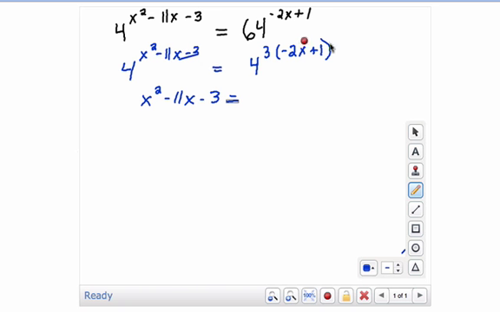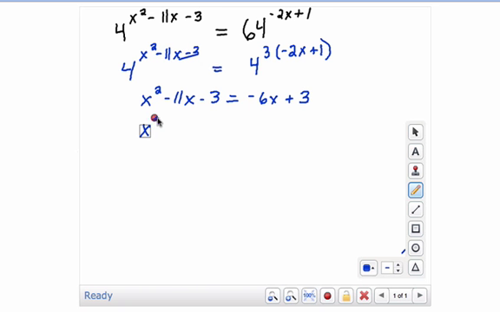I'm going to go ahead and distribute this 3 into here. And so you're going to get negative 6x plus 3. Now you have a quadratic equation. Now you have to think, okay, how do I solve a quadratic equation? Well, I need to get everything over here with the x squared so that it's equal to 0 on the other side. So you're going to add 6x to both sides.